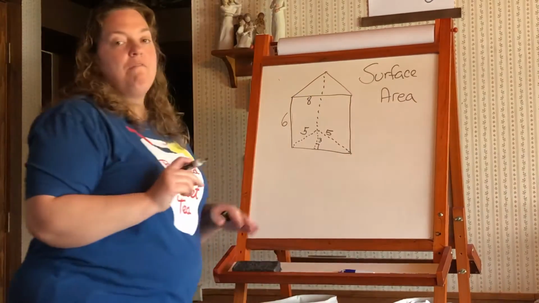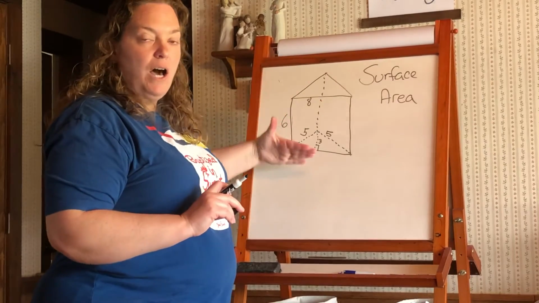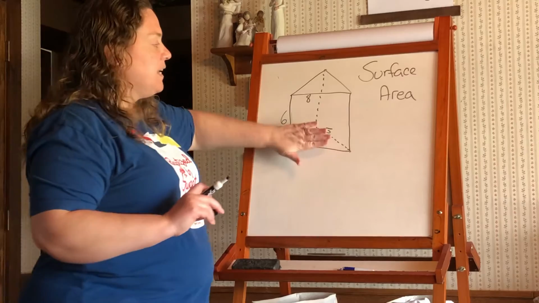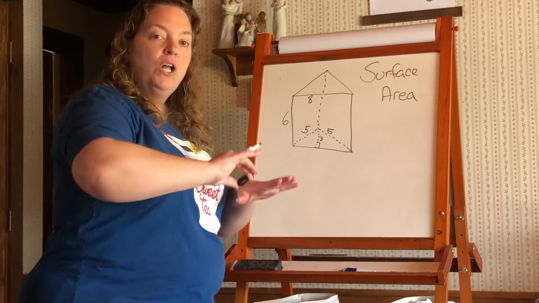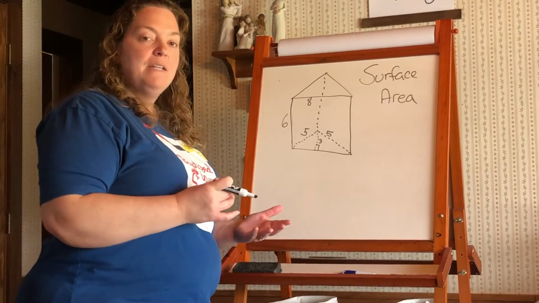When we were talking about volume, we were talking about filling up the inside of the shape. Surface area is if we wanted to cover with wrapping paper all of the faces, all of the outside of a shape. So the way we do that is this.